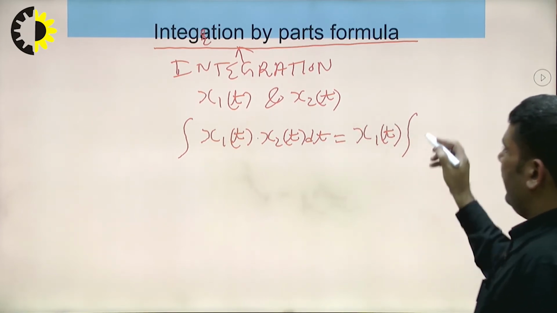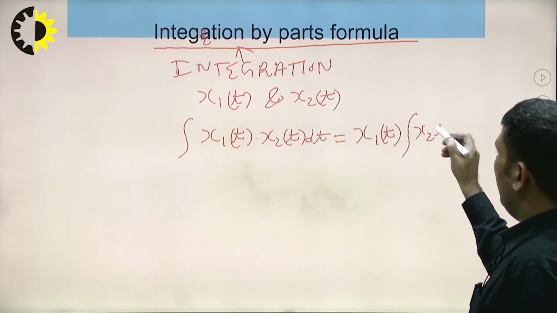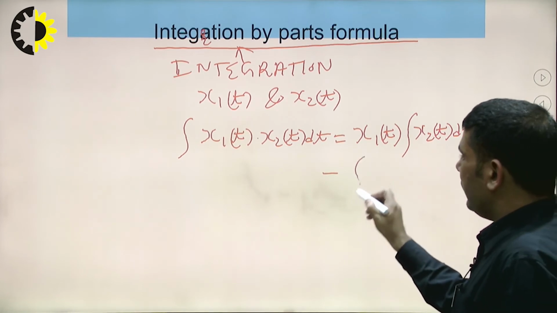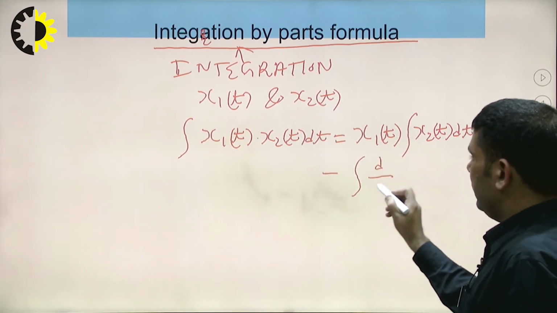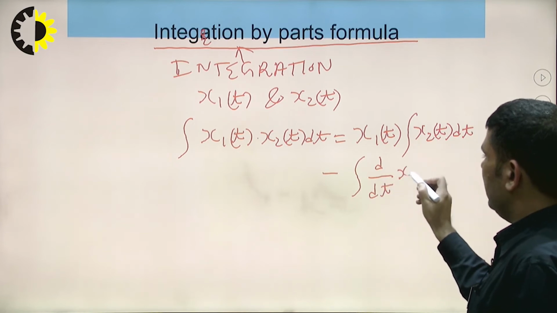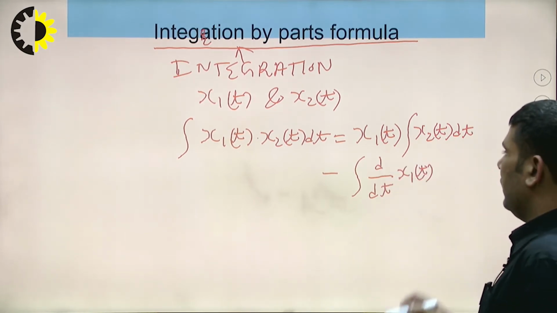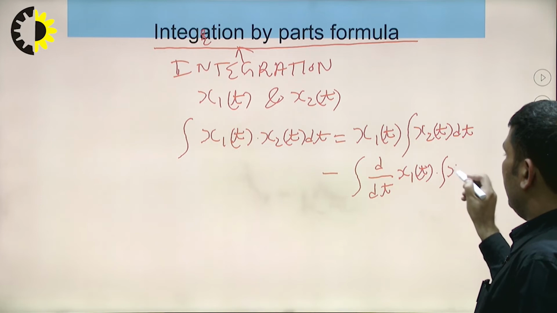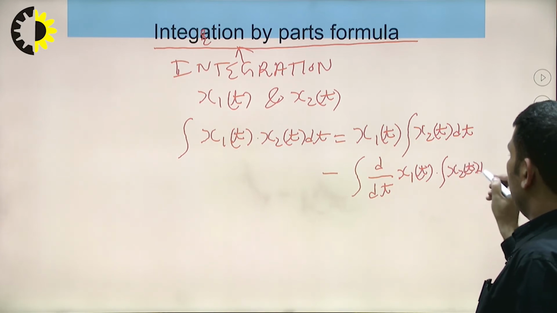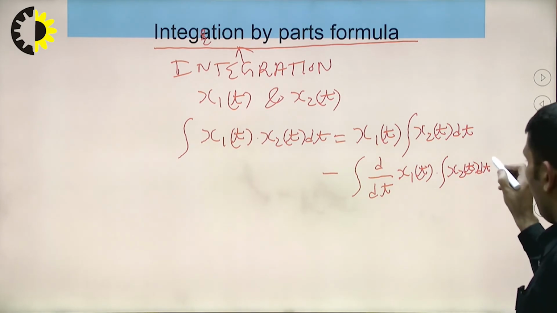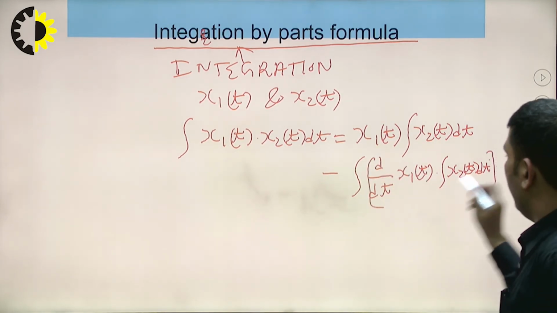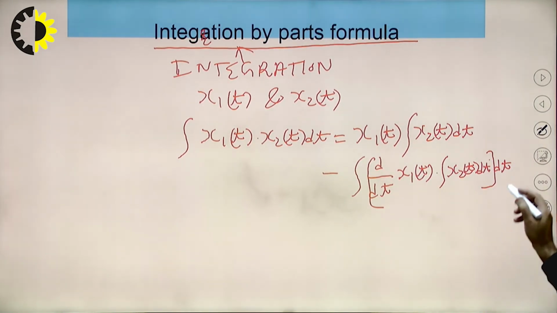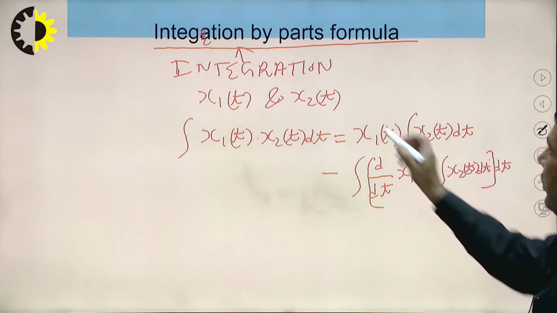integration of the second, minus the integration of the differentiation of the first, that is the differentiation of x1(t) in our current case, into the integration of the second, that is x2(t), dt, and the overall integration of this. So this is the formula for integration by parts.